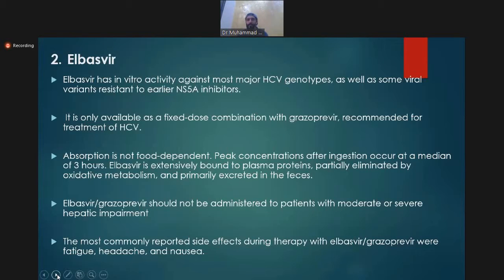Absorption is not food dependent. Peak concentration after ingestion occurs at the median of 3 hours. It is extensively bound to plasma proteins, partially eliminated by oxidative metabolism, and primarily excreted in the feces.